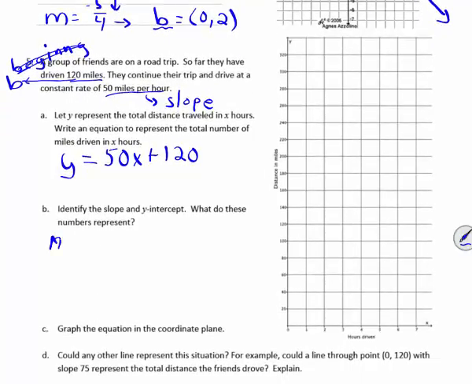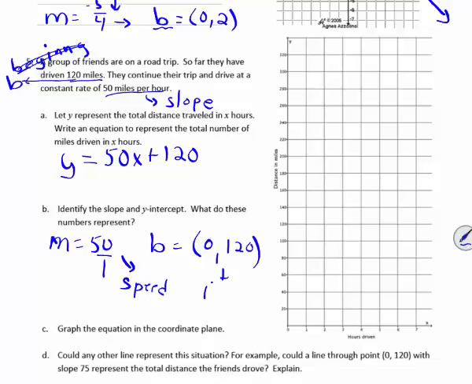Identify the slope and y-intercept. So slope is 50 over 1. Y-intercept is 0, 120. What do these numbers represent? So again, this is your unit rate, or your speed in this case. And this is the number of miles already driven.